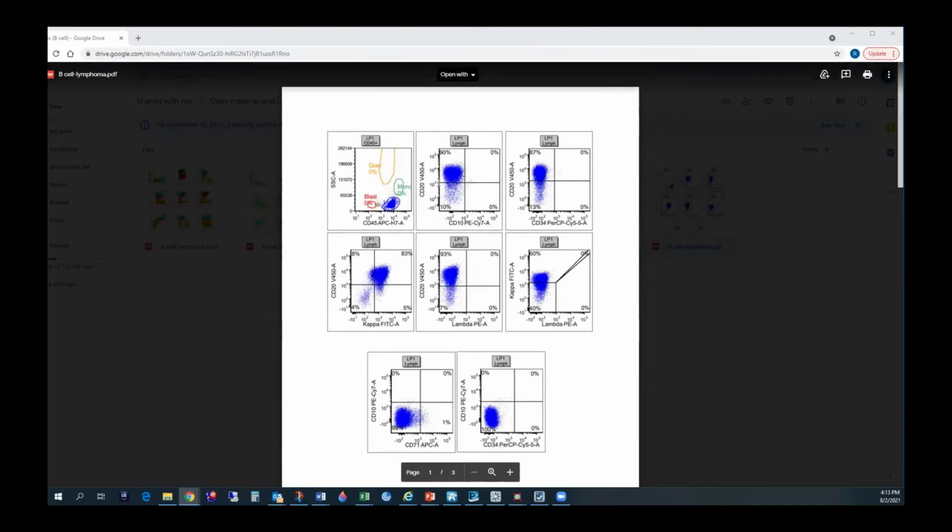You see the line, the gate is at 10 power 3. So normal lymph nodes usually do not touch the line. You see the line here? They don't touch. Okay, now I get it.